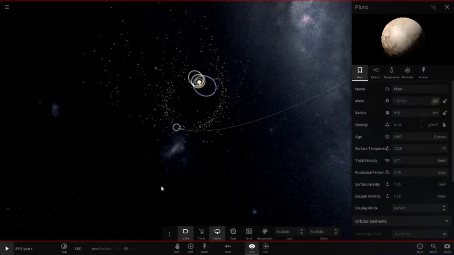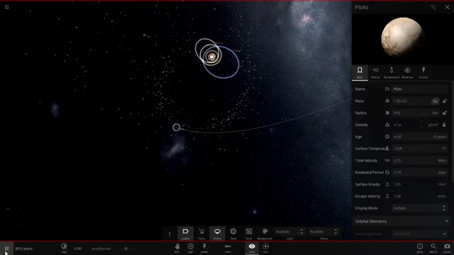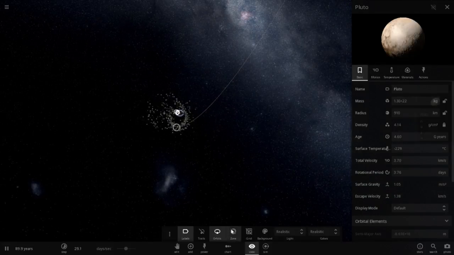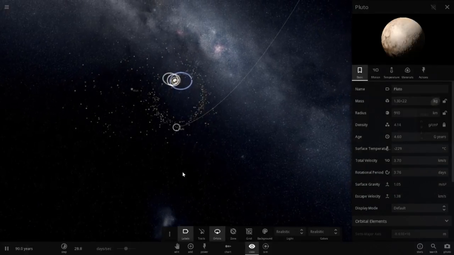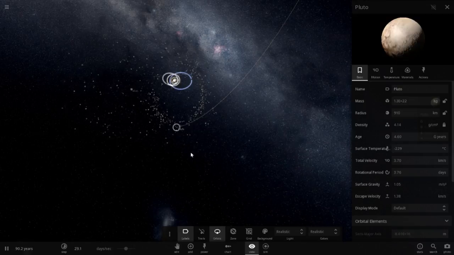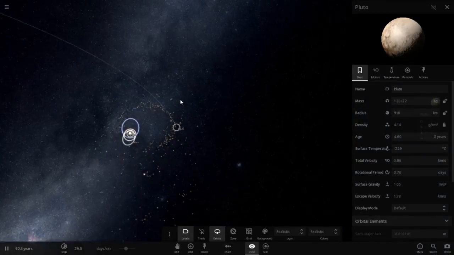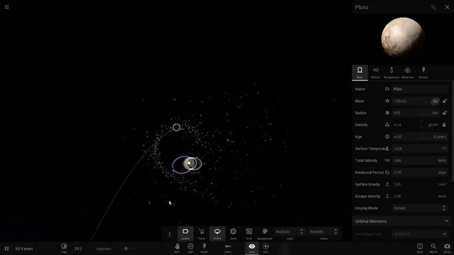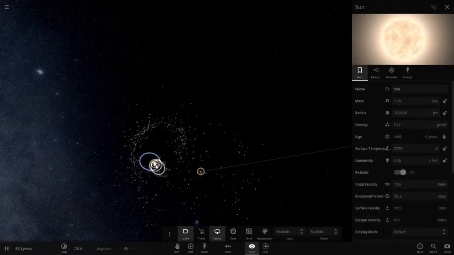I'm having a star pass through our solar system is the experiment I'm running. And Pluto did get flung out. Pluto is on escape after 90 years. So all the Kuiper Belt objects have been flung all over the place. That sun is still pretty close.